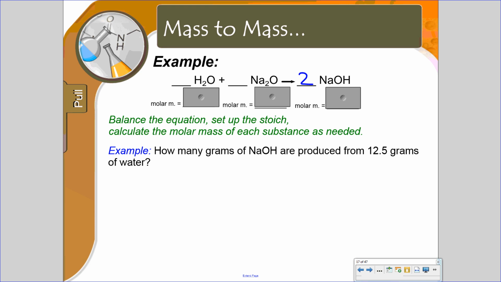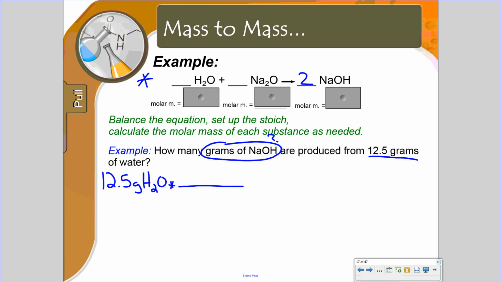So you balance the equation, set up stoichiometry, and calculate the molar mass of each substance. Once the equation is balanced, that's the first step of stoichiometry, then we're going to go to doing dimensional analysis. It says how many grams of sodium hydroxide. Okay, so this is what we're looking for. Produced when 12.5 grams of water. So let's start by writing down our 12.5 grams of water.